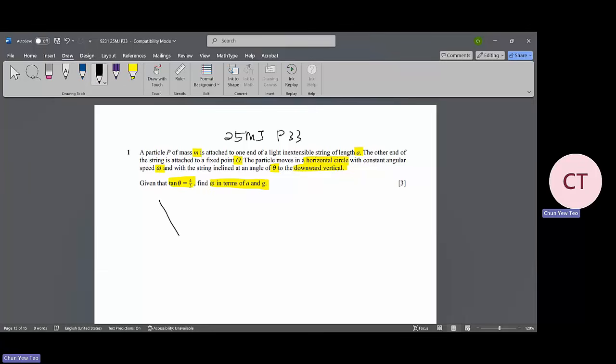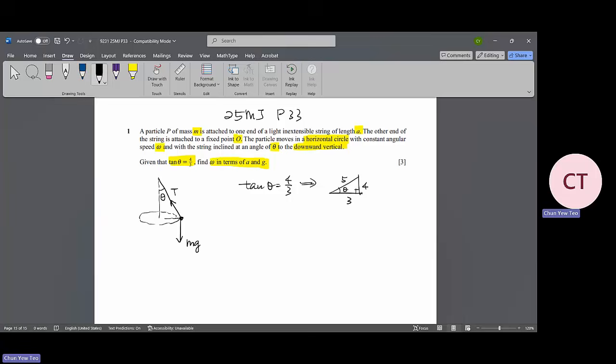So over here, I usually will need to draw a diagram. So this is the theta, and this is the circular motion. We have a tension here, T. We have the weight, mg. And we're having circular motion. So first of all, we start from tan theta equal to 4/3. This means we can draw a right angle triangle, so that we can build a right angle triangle here by using Pythagoras theorem.